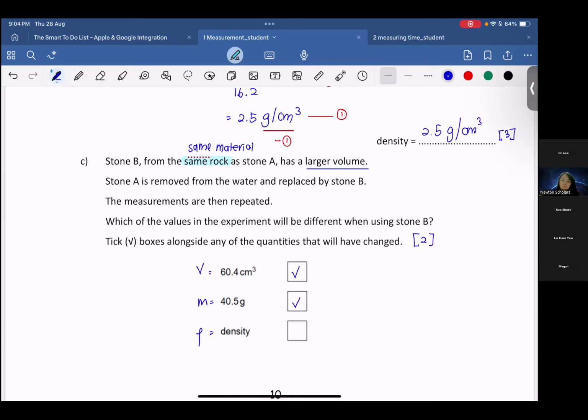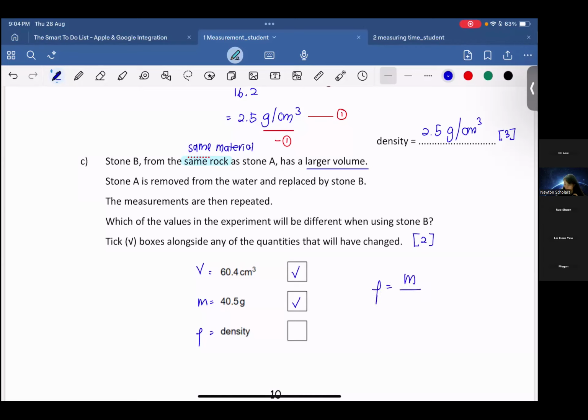For example, look at me. This is an eraser. I cut it into half. When I cut it into half, my volume will decrease, and my mass also decreases. This eraser is from the same material. If I put it on the balance, of course the mass will decrease also. But density will remain unchanged. That's why I want to highlight the keyword same rock, then you write same material.